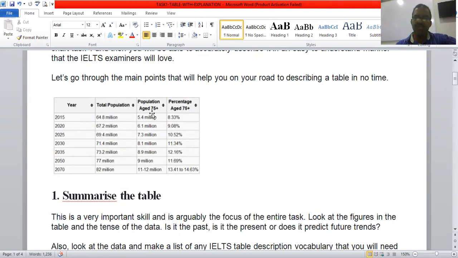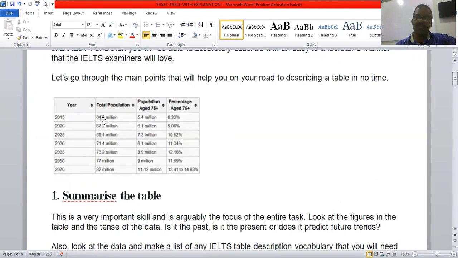Okay. Population age 75 plus. That is again in million. Percentage age 75 and plus. So this is population and this is percentage. So you can mix up, but try to understand. So this is 75% plus. This is percentage. Okay. This is population. It means that is 5.4 million. Its percentage is 8.33. Got it?